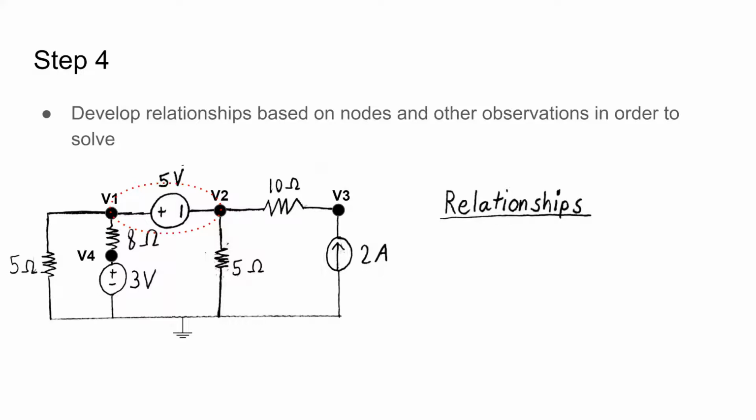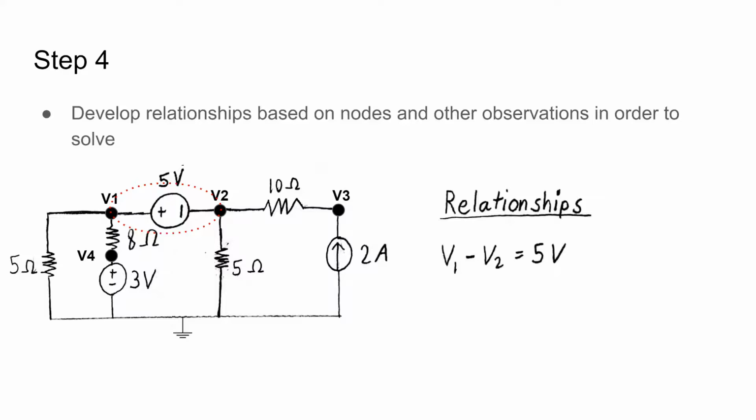Here we can observe that V1 minus V2 is equal to 5 volts. We can conclude this from looking at the direction of the voltage source, where the lower voltage, V2, is subtracted from the higher voltage, V1, and is equal to the voltage of the independent voltage source, as it is connected directly to each node.